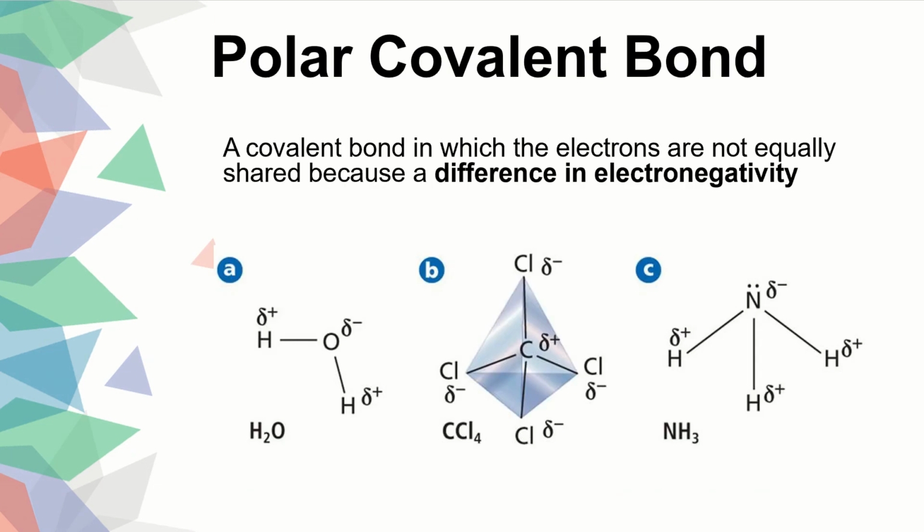So we are familiar with several compounds that come under polar covalent bonds. We have water, CCl4 (carbon tetrachloride), and ammonia, seen there. A polar covalent bond is one in which the electrons are not equally shared because of a difference in electronegativity. As we see here with hydrogen and oxygen, because the oxygen is slightly negative and hydrogen slightly positive, the electrons are pulled closer to the oxygen, and therefore we have a polar covalent bond.